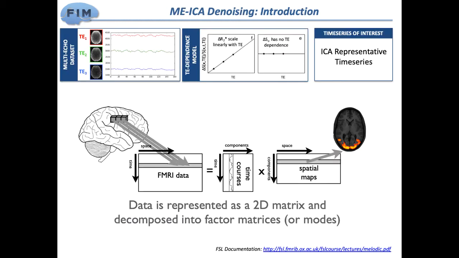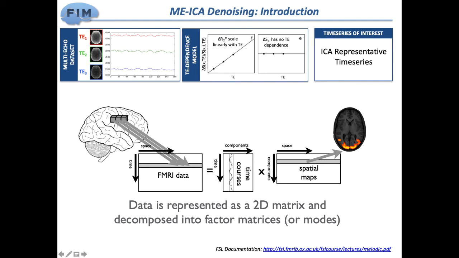So I'm starting out with where Javier left off. We have three time series, and those time series, at every location, can be divided into the R2 star signal, which should be containing the BOLD weighting. The changes are linearly related to echo time. And for the S0 signal, which is the stuff that we want to get rid of, it's most likely to be constant across echo time.